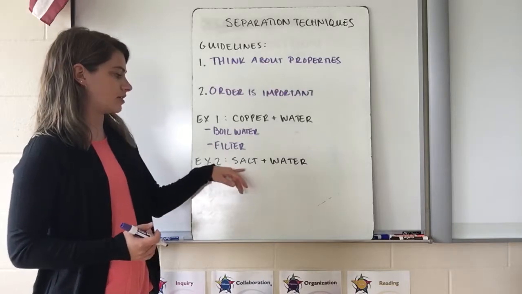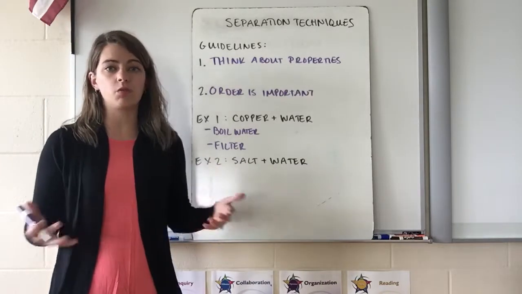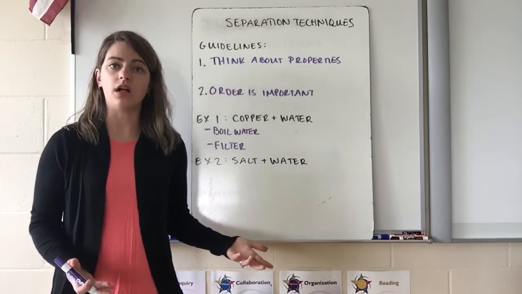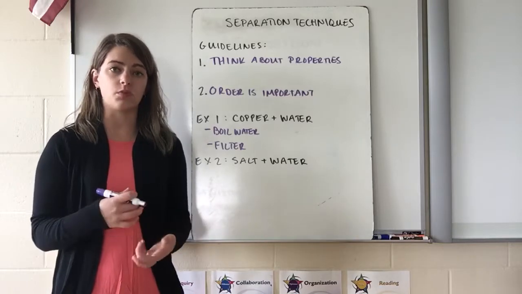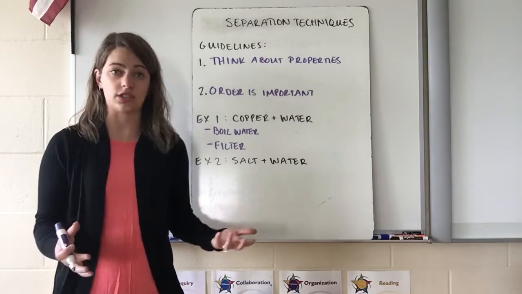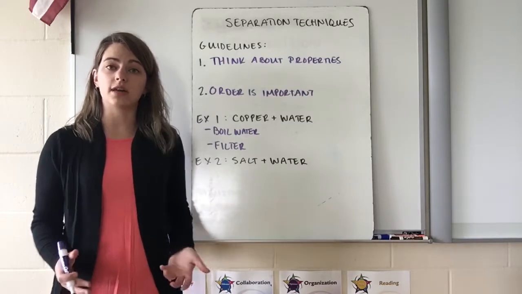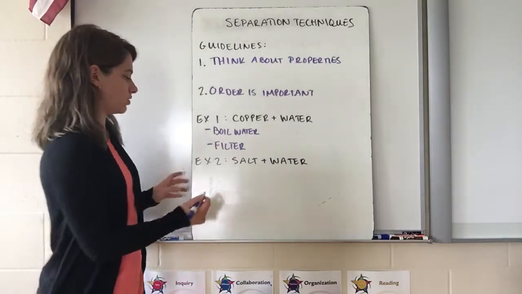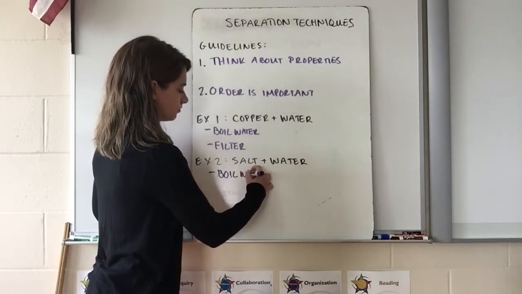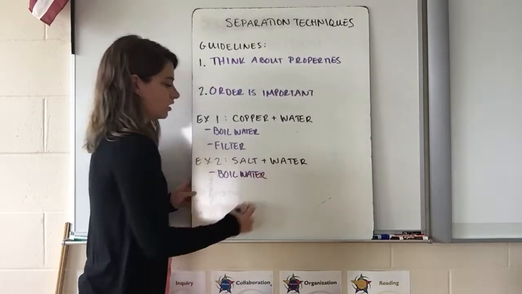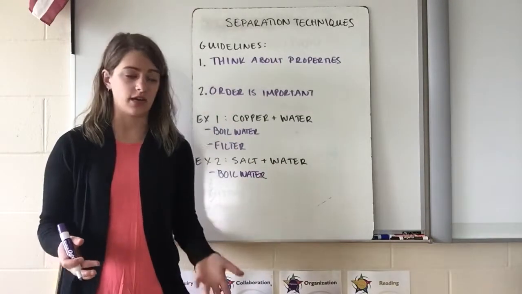Our second example is salt and water. First thing, what's going to happen if you mix salt and water? Well, the salt's going to dissolve. You're going to have this substance where it's going to look like just clear water because salt dissolves in water. So how are we going to separate them? Well, we could do the same thing that we did up here. We could boil the water off. Then we'd lose our water and we'd be left with salt behind in whatever our container is.